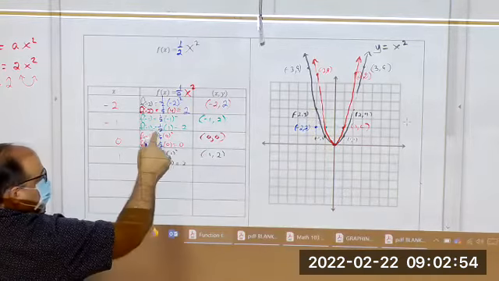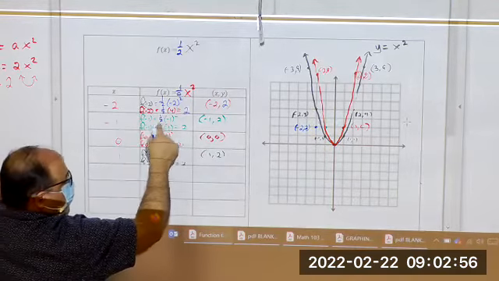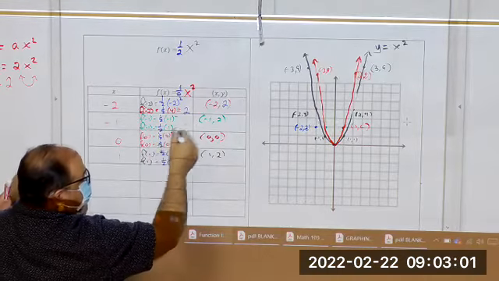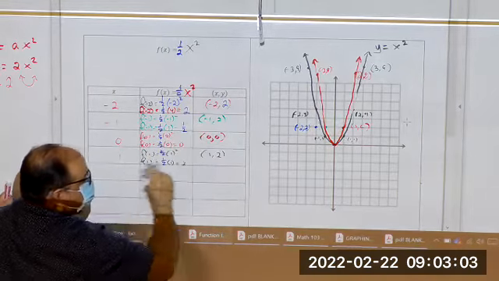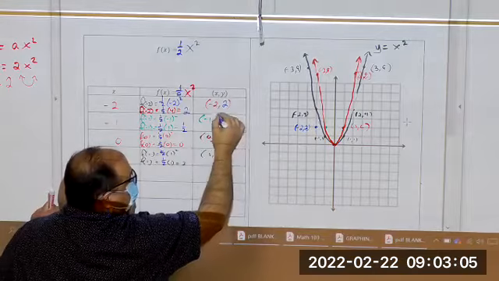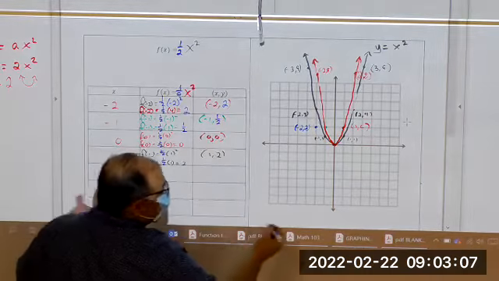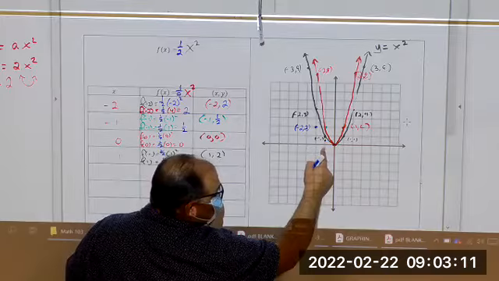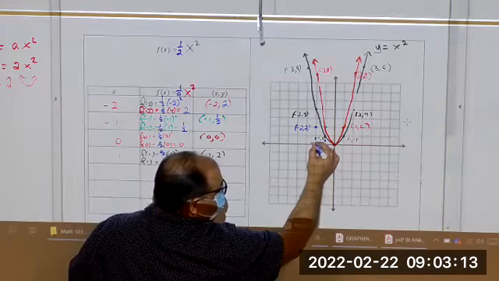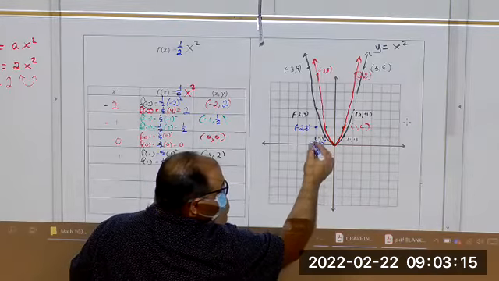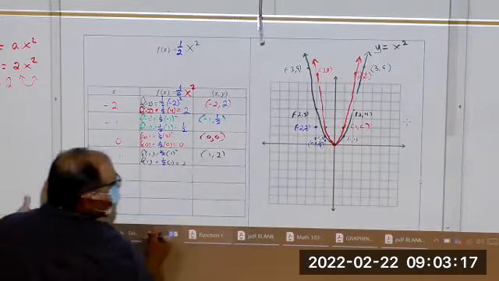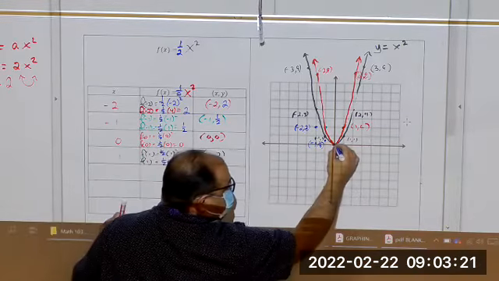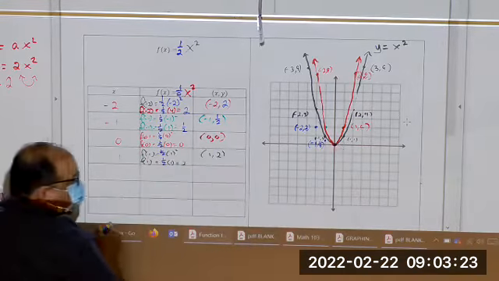When I plug in -1, negative 1 squared is still 1. 1/2 of 1, half of 1 is a half. So when I plug in -1, out comes a half. So it's half, a half from 0 to 1, right here. -1 is going to give me a half. And half of 0 is still 0. This has not moved. That's right there.